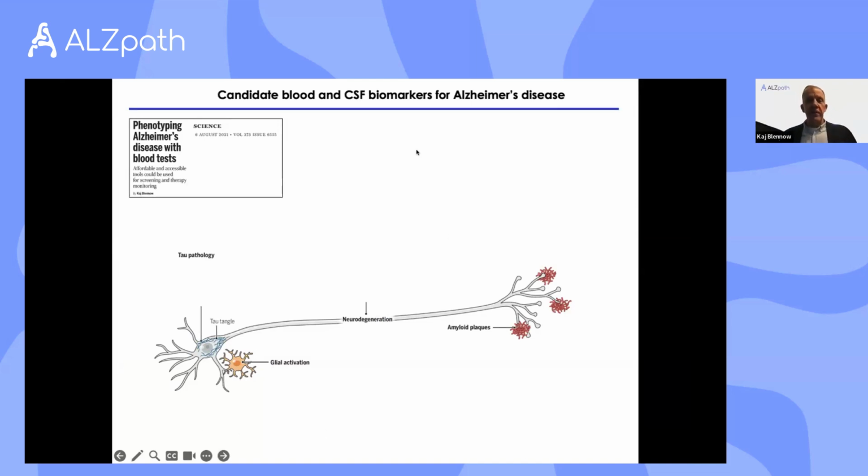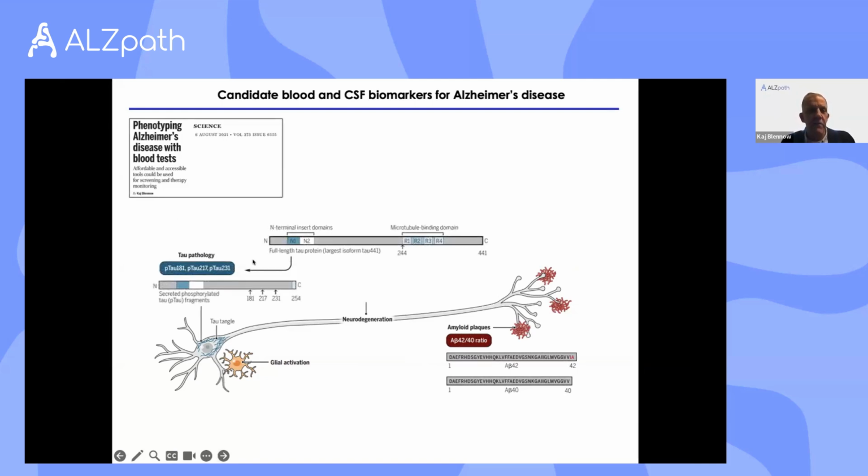Yeah, I will start with a little bit of background. So these are the candidate biomarkers, both in blood and in cerebrospinal fluid, we have today. So what you see here is a neuron with plaques and intracellular tangles, and then also a glial cell. And of course we have the A beta 42/40 ratio, so this ratio compensates for the total production of A beta by using A beta 42, that you have most of in blood and in CSF.